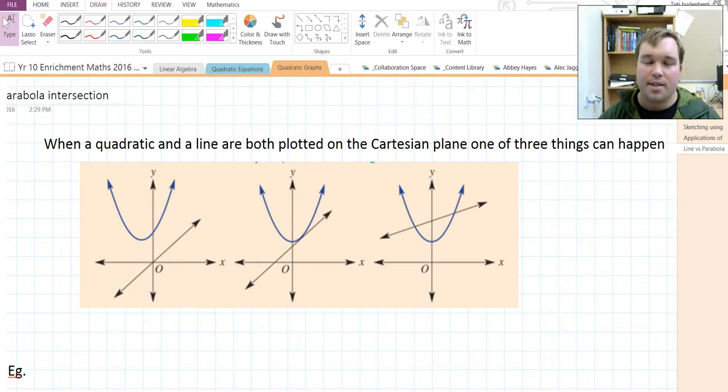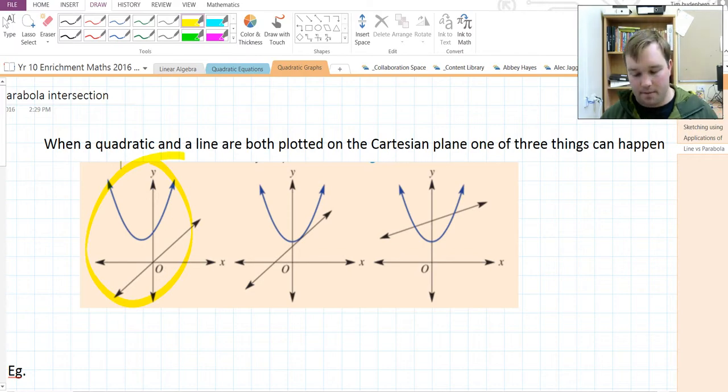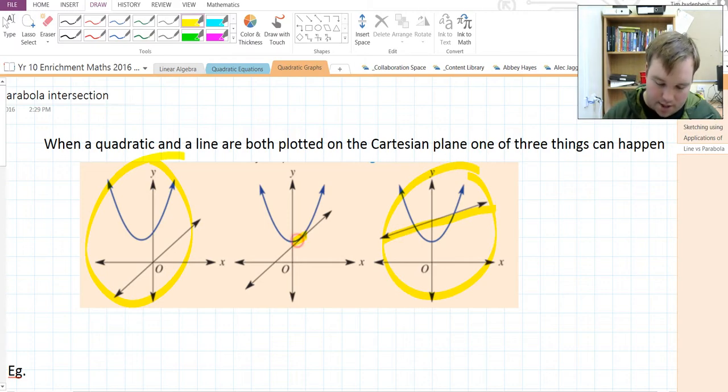Hello, Year 10s. Today we're going to look at how to find the intersections of a line and a quadratic graph when they're both plotted on the Cartesian plane. Now, as you can perhaps visualize, when you plot a quadratic and a line on the plane, one of three things can happen. Either it can miss altogether, it can cut twice, the line goes through the quadratic twice, or it can just touch. Note if it's just touching, then the linear equation is called a tangent to the quadratic.